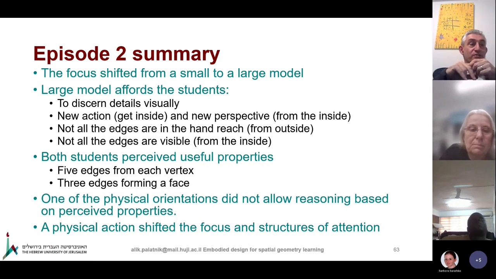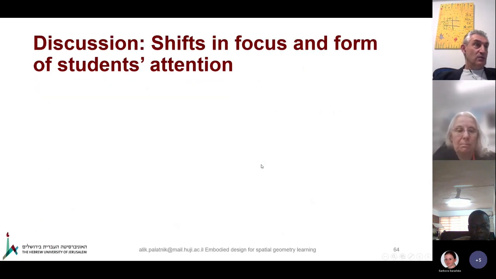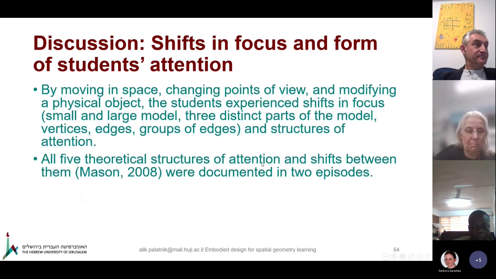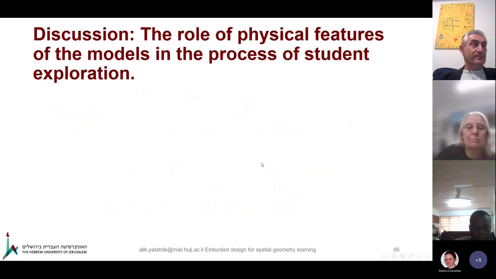Both students perceived useful properties, 5 edges from each vertex, 3 edges forming a face, but one of the physical orientations did not allow reasoning based on perceived properties, and one of them did. Physical action shifted the focus and structures of attention. So, what I'm saying, I will skip this.